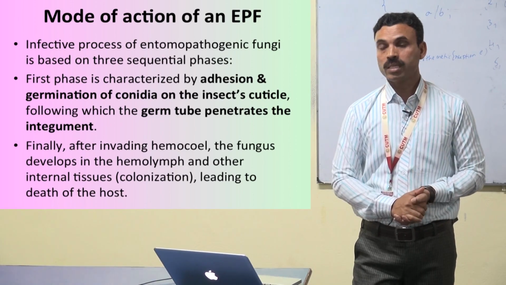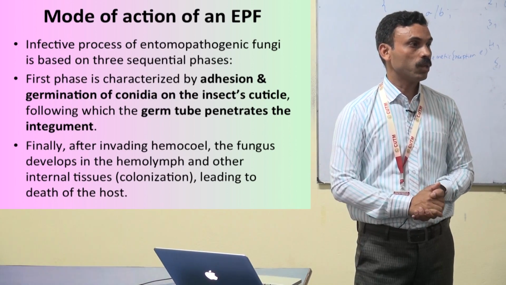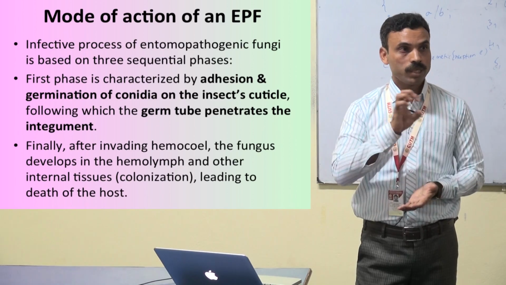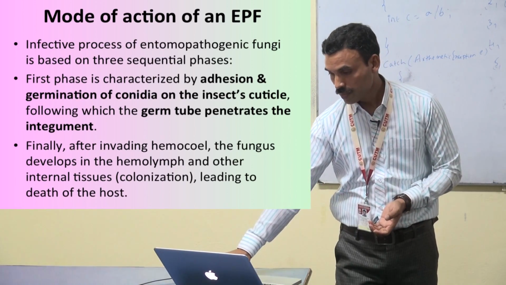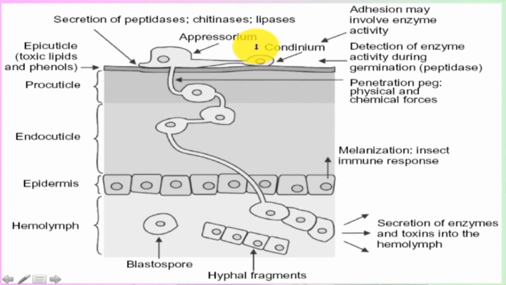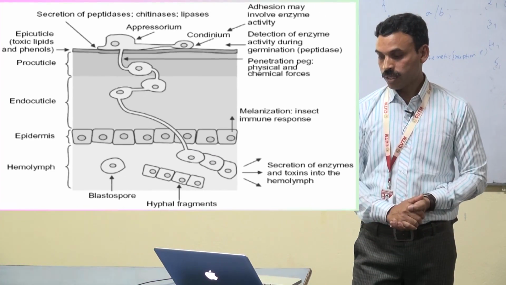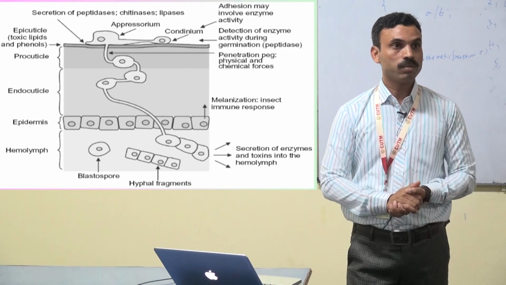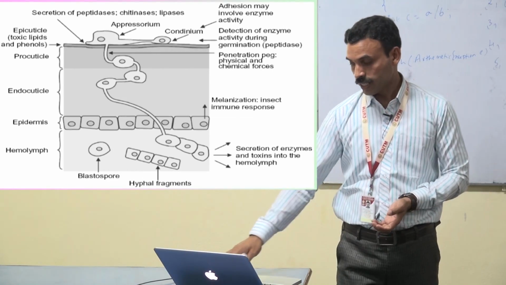Of course, it is not as fast as the bacteria, but it takes time. It takes about 5 to 7 days, or 1 week, to completely overcome the immune system of the insect. Here you can see that first one spore is being attached, adhered to the cuticle. Then enzyme activity occurs, and it secretes peptidases, chitinases and lipases, and it will dissolve the skin or cuticle. Then it will enter into the epidermal region and secrete enzymes and toxins into the hemolymph, and the hyphal bodies or blastospores will disperse and multiply further and faster.